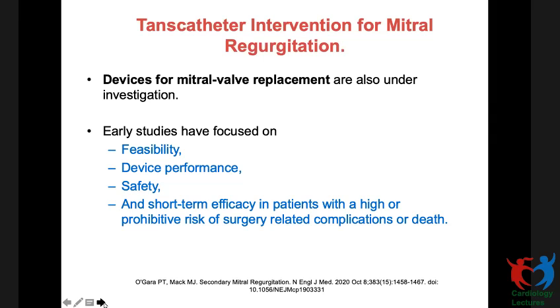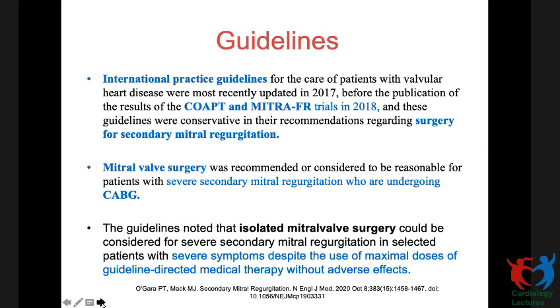Early studies have focused on feasibility, device performance, safety, and short-term efficacy in patients with a high or prohibitive risk of surgery-related complications or death. So guidelines, international practice guidelines for the care of patients with valvular heart disease were most recently updated in 2011, before the publication of the results of COAPT and MITRA-FR trials in 2018. And these guidelines were conservative in the recommendations regarding surgery for secondary mitral regurgitation.